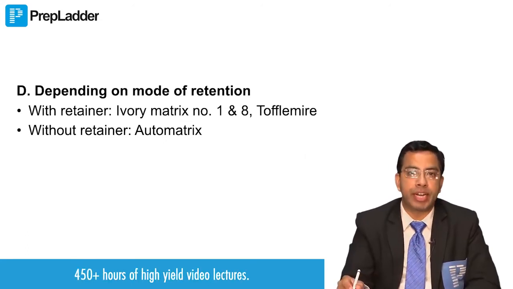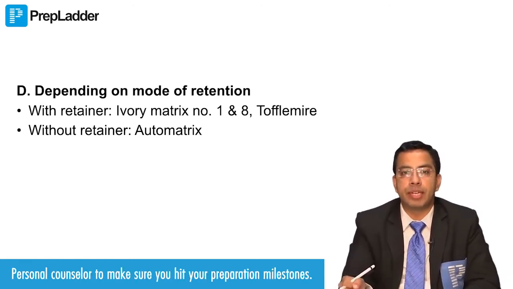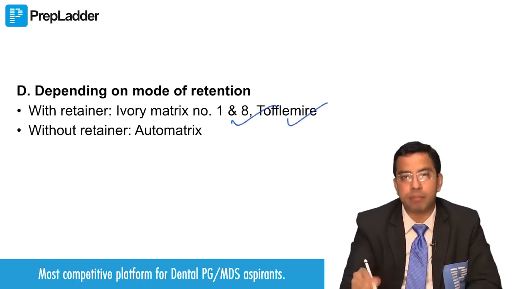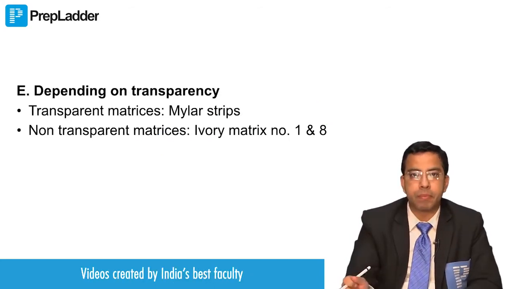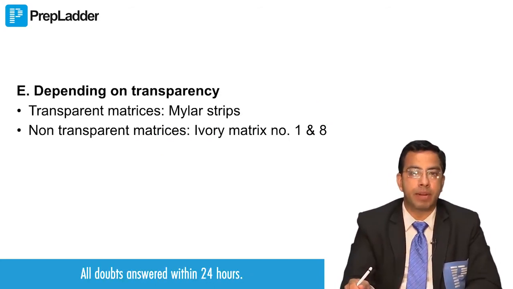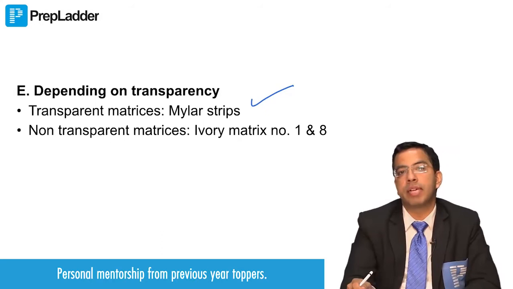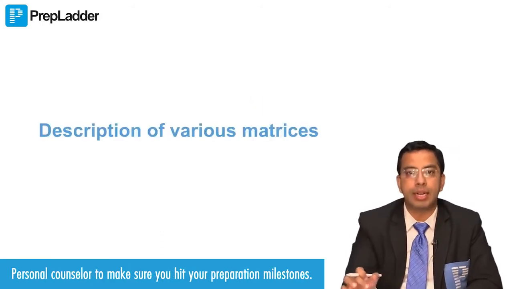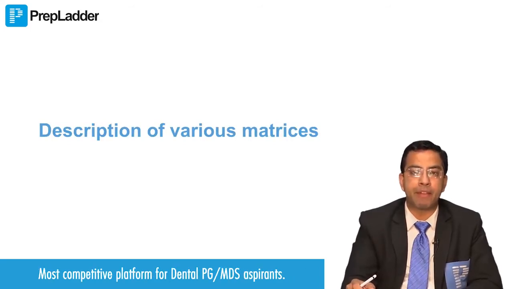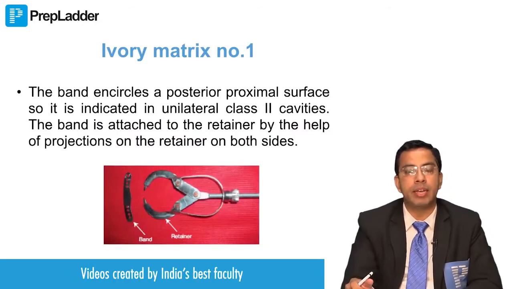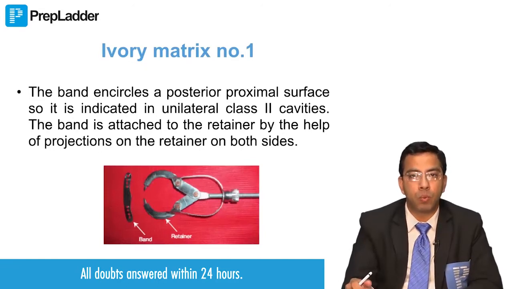Then depending on the mode of retention, that is whether the matrix band is using the retainer or it is without the use of retainer. If it is using the retainer, example is ivory matrix number 1, 8 Tofflemire, and if it is without the retainer, the classic example is auto matrix. Depending on the transparency, transparent and non-transparent matrices. Transparent matrices are Mylar strips and non-transparent matrices are the metallic matrices, ivory matrix number 1 and 8. Now, I am going to describe all the various matrices one by one in detail which are used in day-to-day restorative dentistry. To begin with, we will talk about ivory matrix number 1.